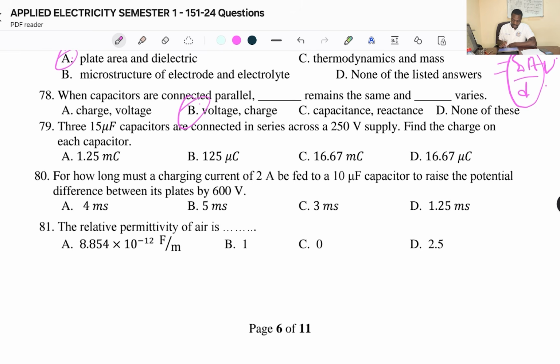So to find the charge, we have to get the equivalent capacitance. Since the capacitors are identical, I can just write the equivalent capacitance as the capacitance, which is 15 micro, over the number of capacitors, 3. So that will be 15 divided by 3, which gives me 5 microfarad. That will be the equivalent capacitance. Now, when it comes to the charge, these are connected in series, right?